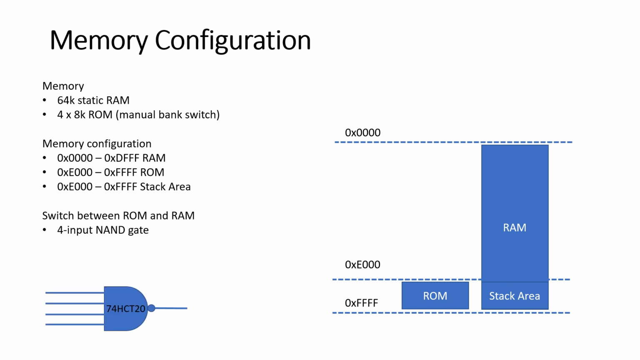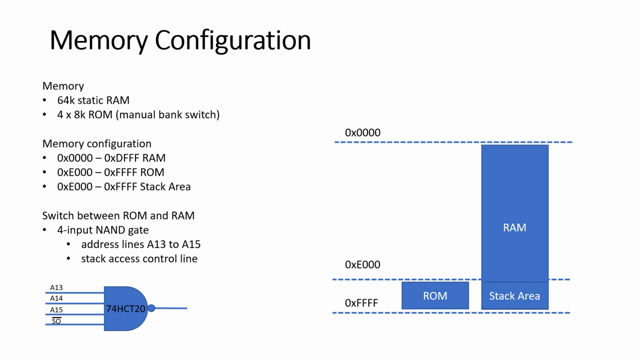This is accomplished by using a 4-input NAND gate, which is the HCT20 chip that I use in this case, and it has 3 address lines, which are the highest address lines, A13 to A15, and the stack control line, which is active low, and that means that HCT20 gate has only a 0 on the output if all of those 4 inputs are 1s, and that means only there is 0 on the output if A13 to A15 are active.